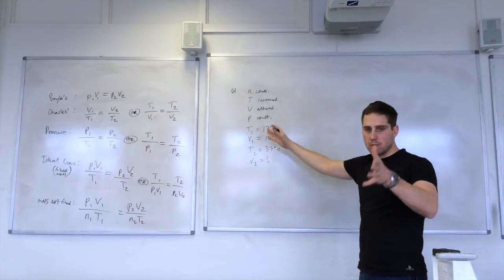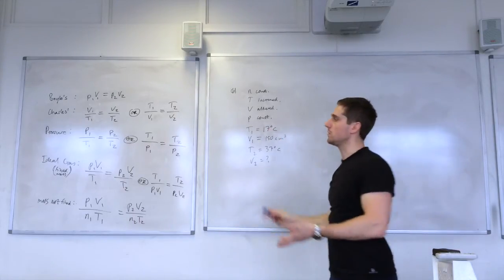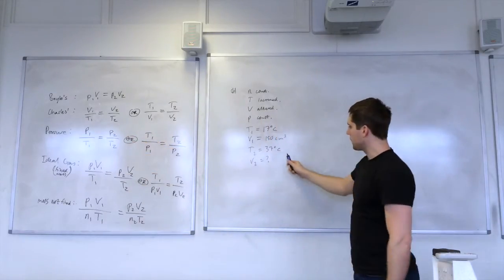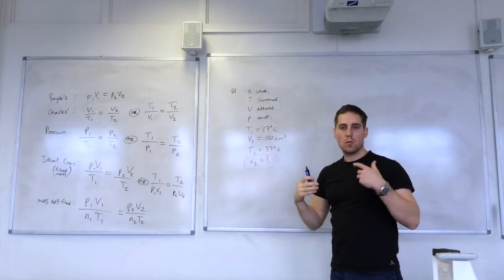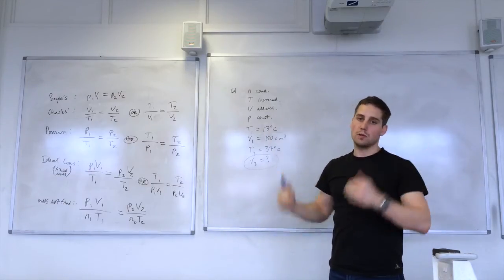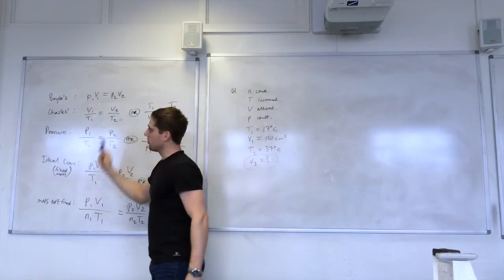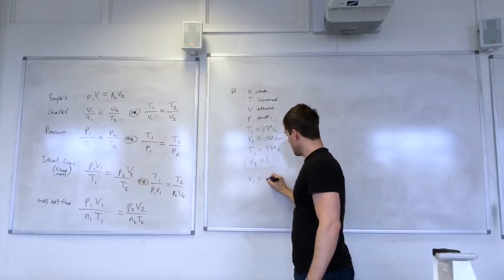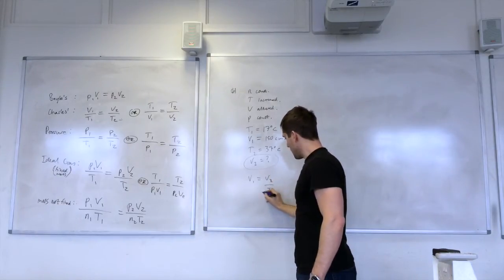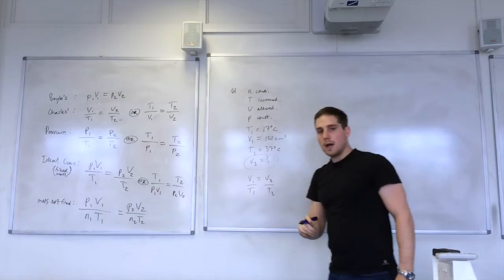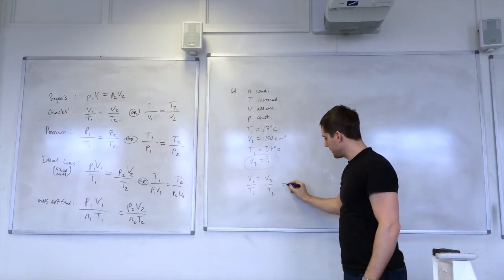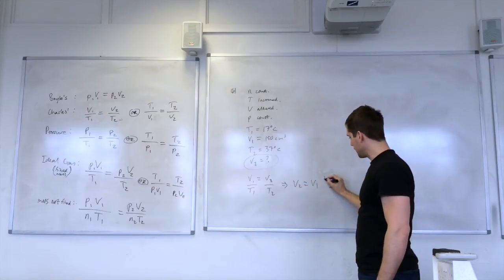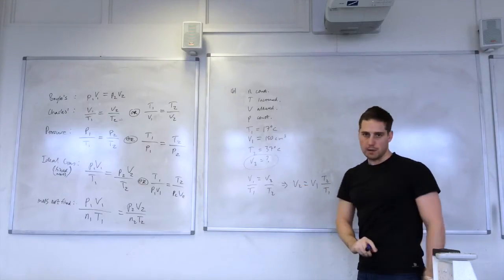Okay, it's always a good idea to write down what quantities you have. It's easy to see which equation to use. We're going to use one of these equations. The way that we choose which one is we want to find V2, so we need to use the equation which has the volume on top. That's this one here. So we're going to use the one on the left. Let's write that down. V1 over T1 equals V2 over T2. And we'll rearrange it. So V2 is equal to V1 times T2 over T1.